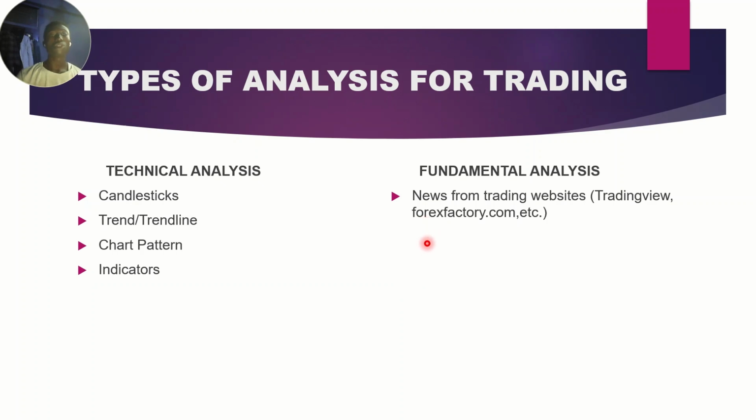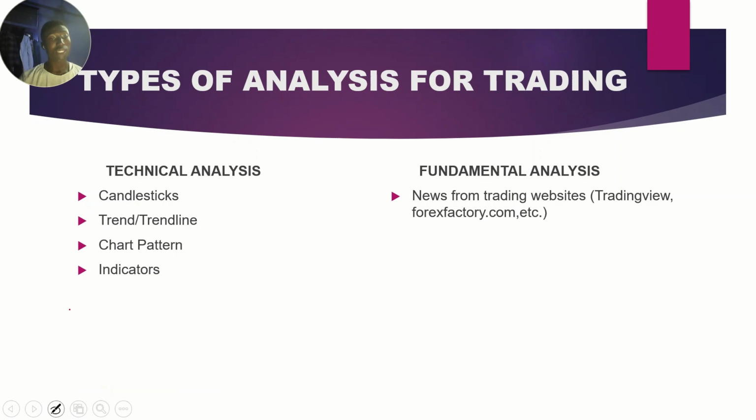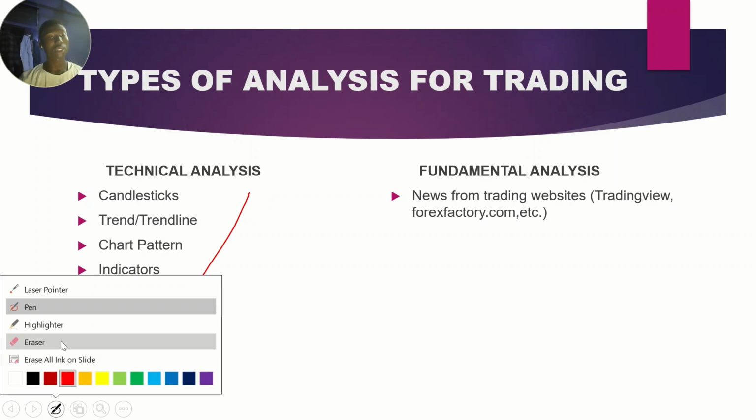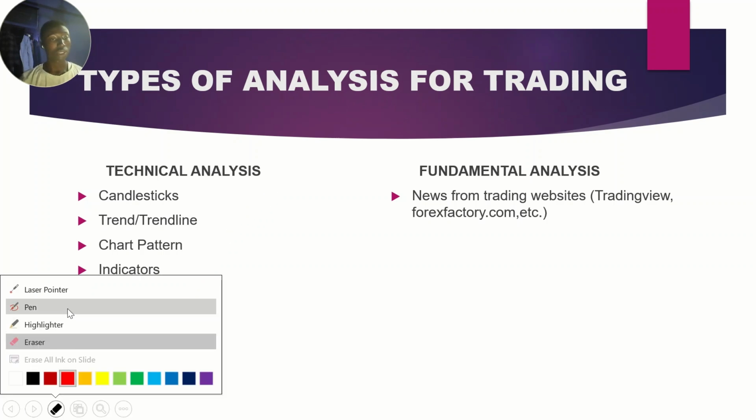Now let's continue. We have the technical and the fundamental. As I explained earlier to you, we have trend line. Trend line, you're going to see as we progress. Trend line is something like this, just a line. It's nothing much, just a tiny line like this. That is called trend line. So you're going to get more understanding as we progress.